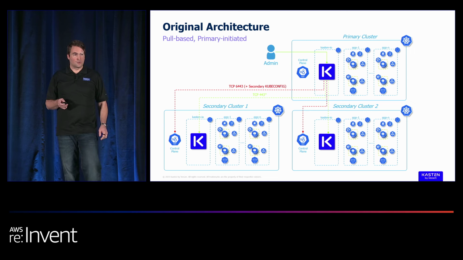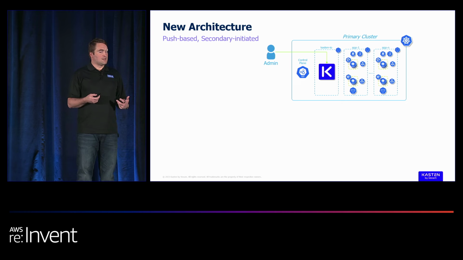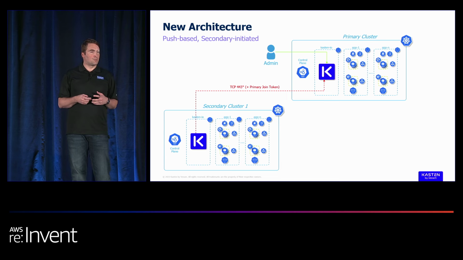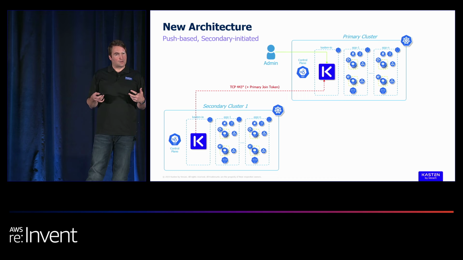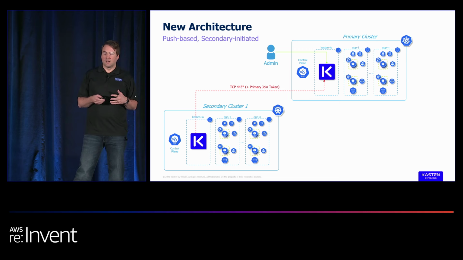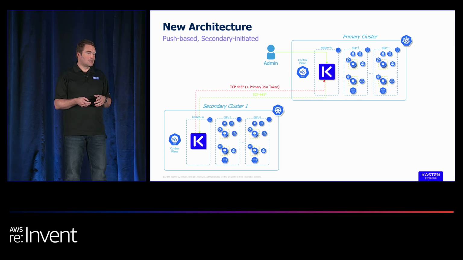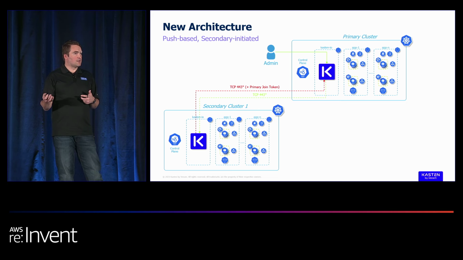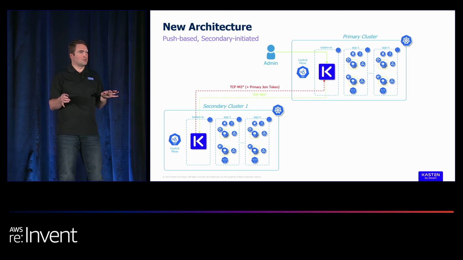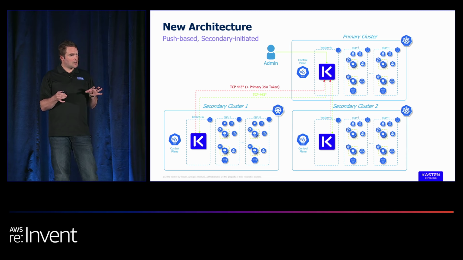Our new architecture, instead, is now based on the secondaries reaching back to the primary. So now you only have one place that you need to open in order for your clusters to be able to connect and share that information and manage those systems. Each of your secondaries connects back to the primary through a single point. And if you would like, we still provide an optional way for you to connect from the primary cluster back into the secondary clusters if you'd like to drill into those clusters and see how they are doing at a more fine-grained level.